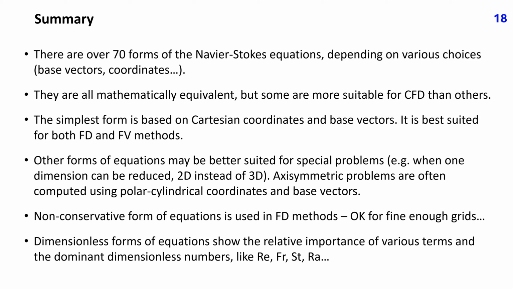Other forms of equations may be better suited for special problems. For example, when one dimension can be reduced to become two-dimensional instead of three-dimensional. Axisymmetric problems are often computed using polar cylindrical coordinates and base vectors. Non-conservative form of equations is sometimes used in finite difference methods for simplicity reasons. On coarse grids, this usually leads to larger errors than when the conservative form of equations is used, but when grids are fine enough, the differences are usually small.